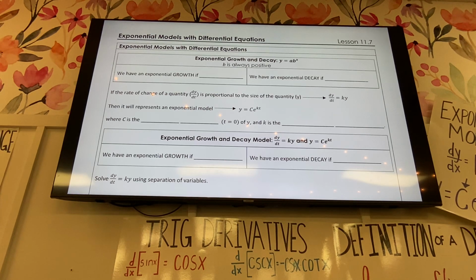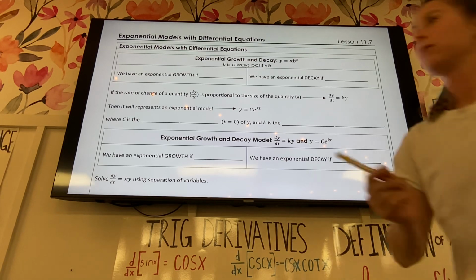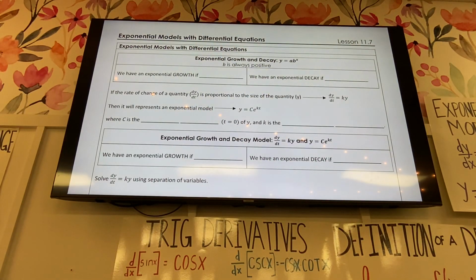That's what we're talking about today. If you have this differential that is proportional, that's what the k means, proportional to the quantity, the rate of change. Do you see how this is a y and this is a y? That's what tells you, oh, this is my special differential. So that's what we're going to be recognizing today.